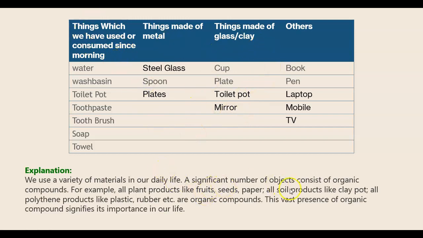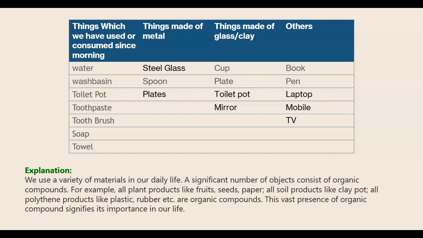A significant number of objects consist of organic compounds. For example, all plant products like fruits, seeds, paper, all soil products like clay, pot, all polythene products like plastic, rubber, etc. are examples of organic compounds, and this vast presence of organic compounds signifies their importance in our life.